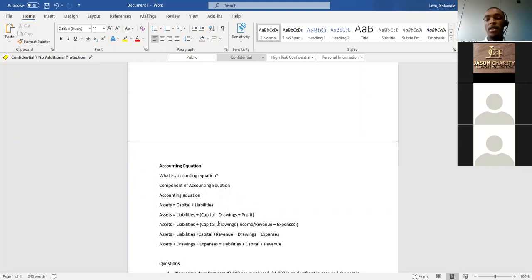So what is accounting equation? Accounting equation, as the name implies, usually shows the relationship between elements of accounts. What are the elements of account that we all have? We only have 5 elements of the financial statements, which are assets, capital, liabilities, income, and expense. All of these are usually called elements of financial statement. So accounting equation shows the relationship among all of these 5 elements of financial statements.